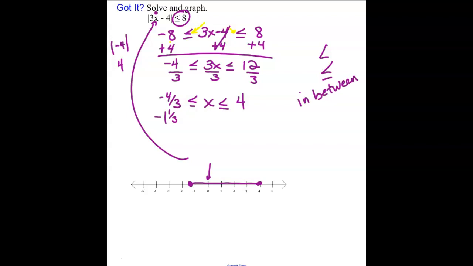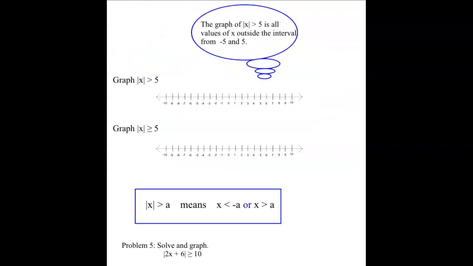Okay, so you're going to have some expression that's in between the positive version of it and the negative version of it. All right, for the greater thans, now it's saying that we want the absolute value of x to be greater than 5. That means our distance from 0 has to be more than 5.